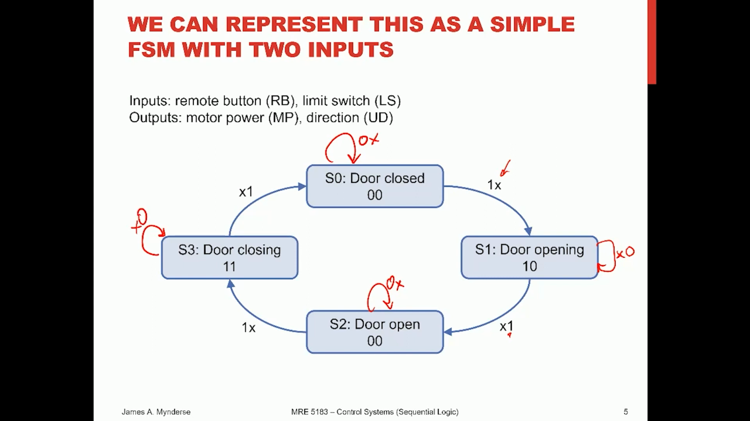And we'll continue to close as long as we don't see the limit switch. But as soon as we see the limit switch, so that's an X1, we'll know that the door is all the way closed. So 4 states, 2 inputs, 2 outputs, very simple finite state machine, and we can represent a very simple garage door.